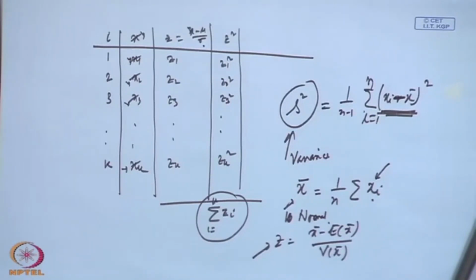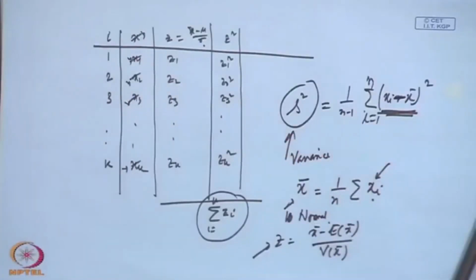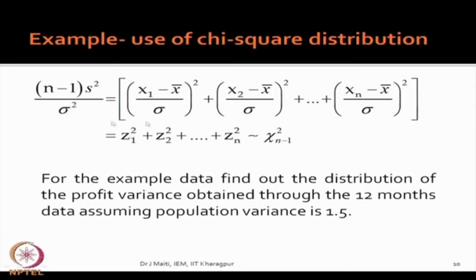So, when a normal variable is squared and you take the summation and do a little bit of manipulation using the population variance, what will you get? You will get the standard normal Z, and the summation of squares of standard normal Z. Is it not correct? You see this one slide, what we have shown here.